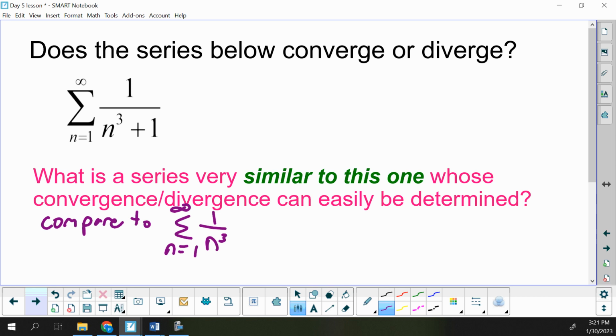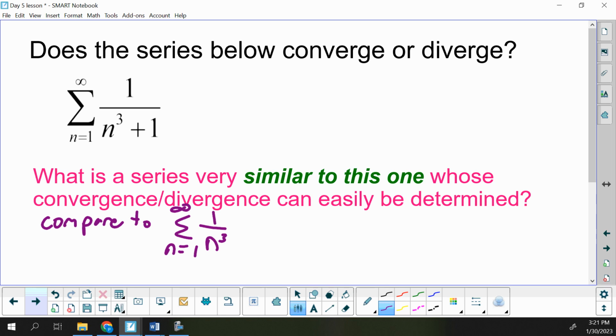Now I should say this is our day on direct comparison test and limit comparison test, but usually the first thing you would think about is if nth term test could apply, because that's a pretty quick one. And as n goes to infinity in this original series, the denominator's going to get huge, so the terms will go to 0. So it's not going to diverge by nth term test, but that's usually a first one you would think of among the ones we've seen so far.